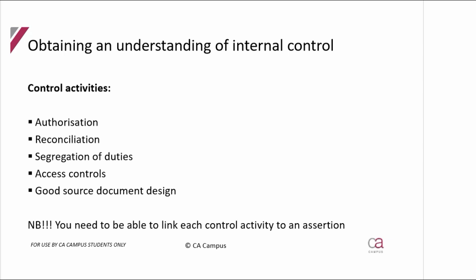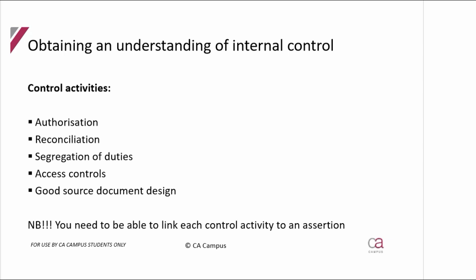Access controls. Physical access controls are going to be for the safeguarding of your assets. So that's not a control over transactions, it's over assets. But it's a control that they need to have for their assets. Other access controls, so access to your documents, your source documents and so on, that's going to prevent fictitious transactions being recorded. And then good source document design, making sure documents are pre-numbered. Those are very important to make sure that you're recording in a sequence so that missing or duplicates are identified.